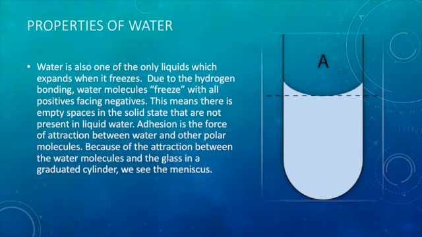Water also has adhesion, which is the force of attraction between water and other polar molecules. Because of the attraction between the water molecules and the glass in a graduated cylinder, we see the meniscus. So the meniscus is that curved line when water is put in a container. So the water is more attracted to the glass in the container, which is why it curves up at the edges.